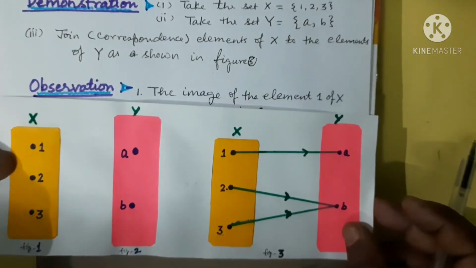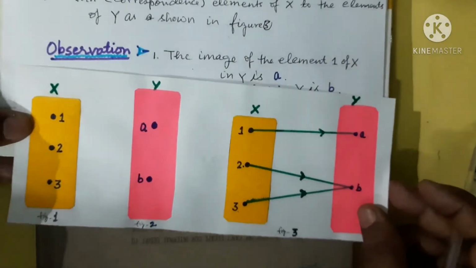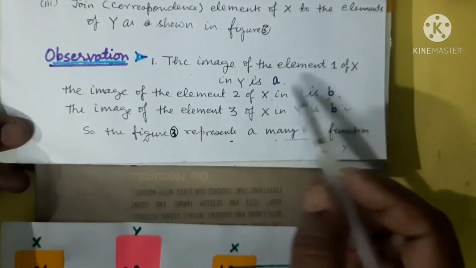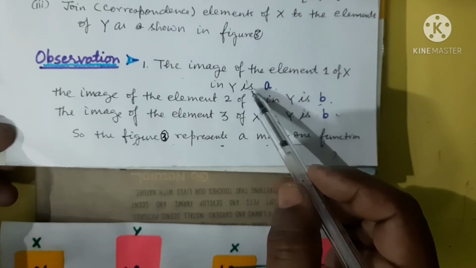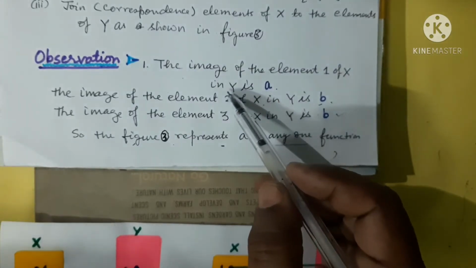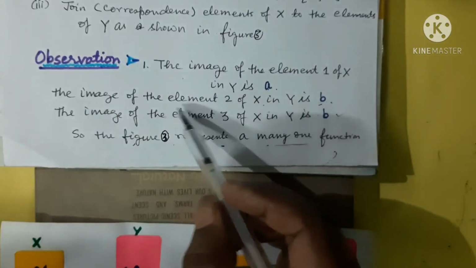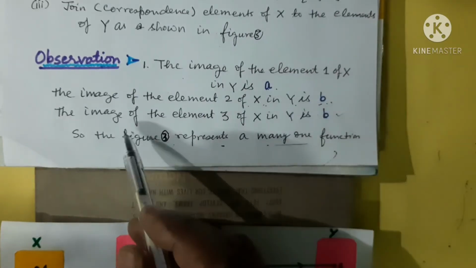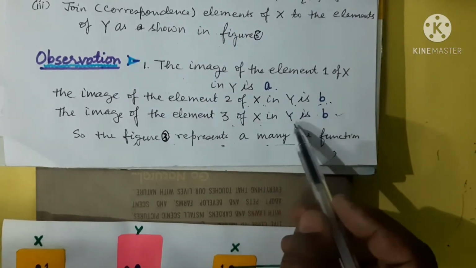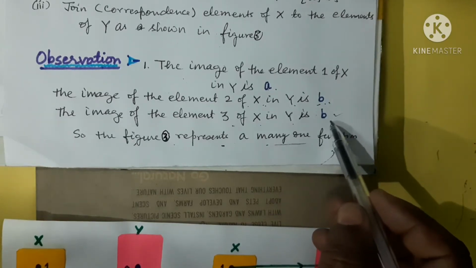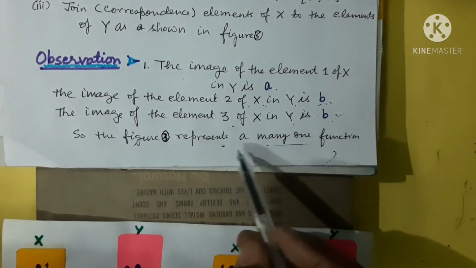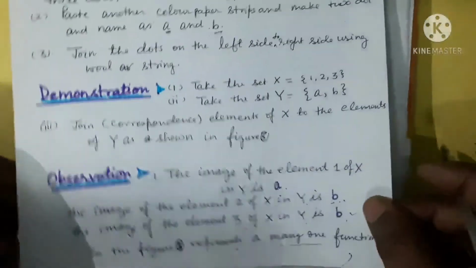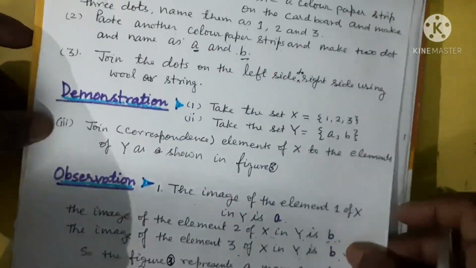And the observation: the image of the element 1 of X in Y, we can understand from the mapping, is A, and the image of the element 2 of X in Y is B. The image of the element 3 of X in Y is B. So figure 3 represents a many one function. We can understand from the mapping of the set.